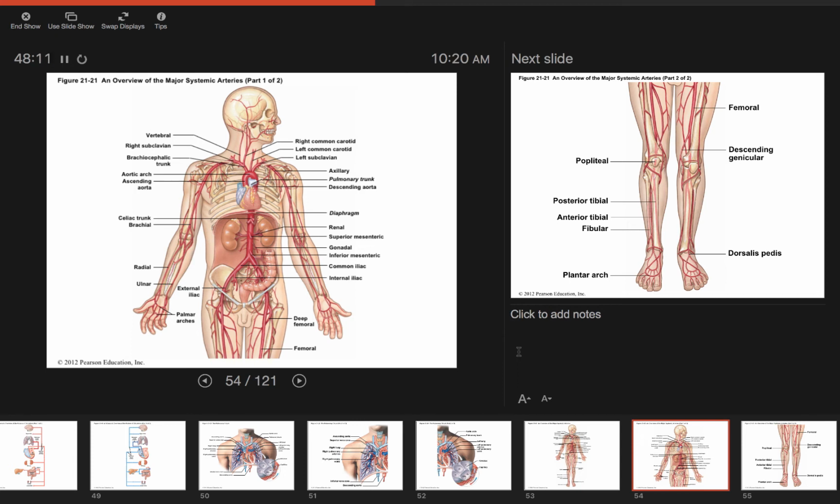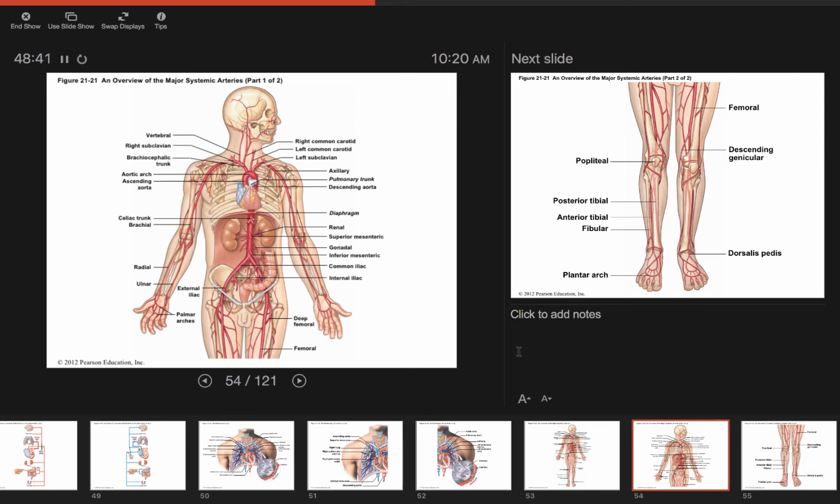Subclavian to axillary to brachial to radial and ulnar arteries. Exactly the same. The only difference between the right and the left side is that the common carotid and the subclavian on the right came off of the brachiocephalic trunk, where the common carotid and the subclavian on the left came directly off the arch of the aorta. It's the only difference between the right and the left side.